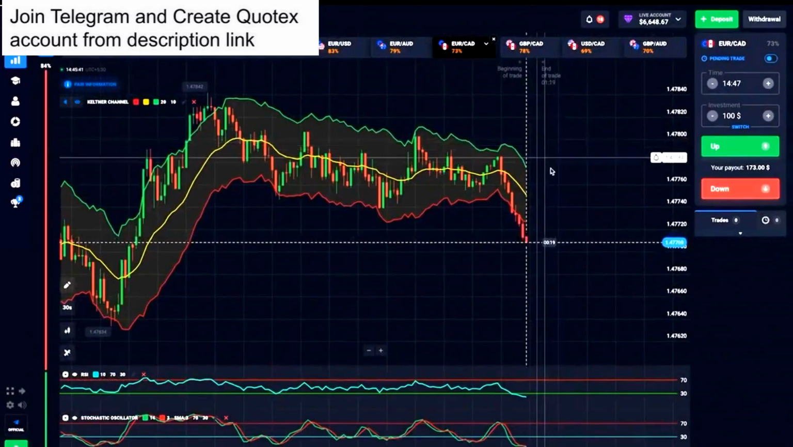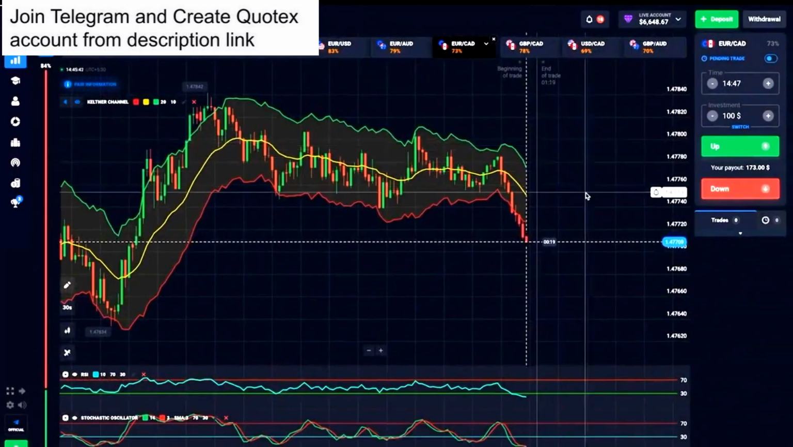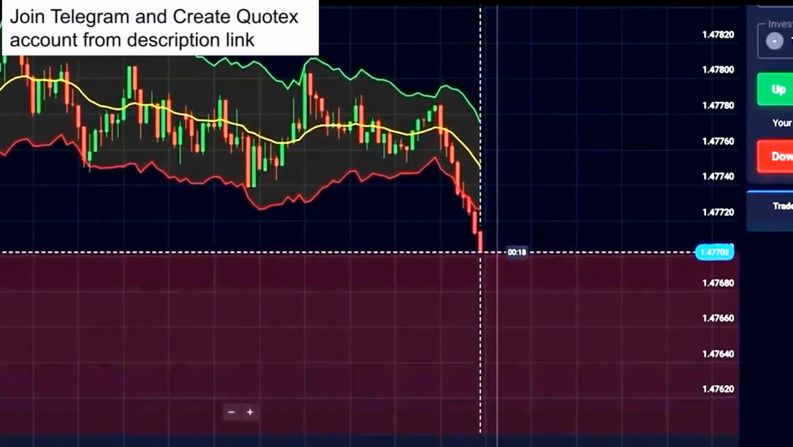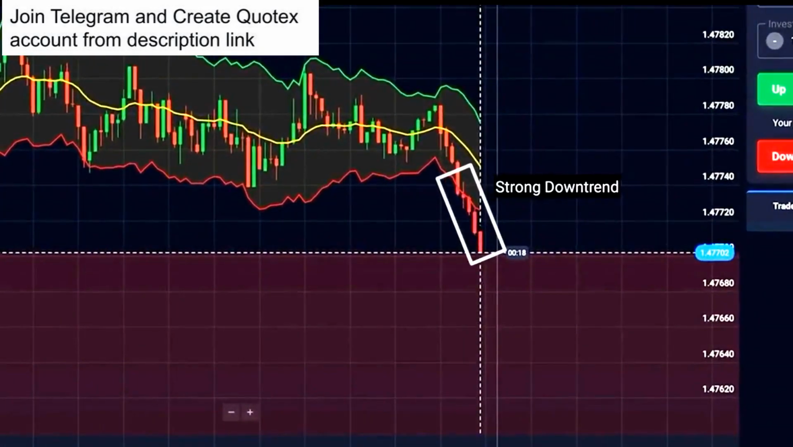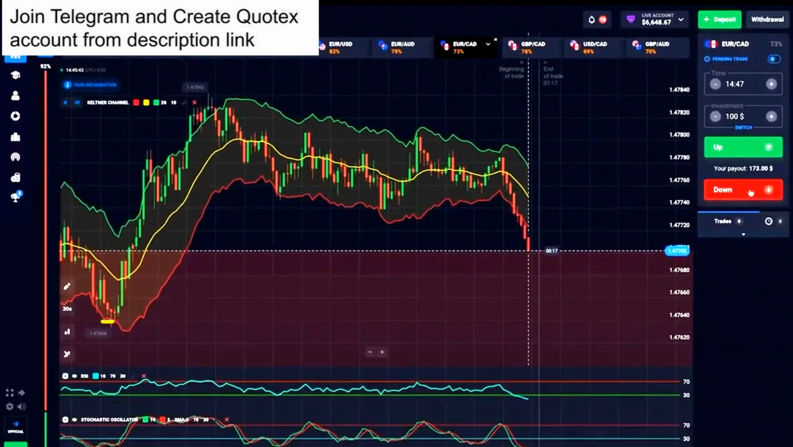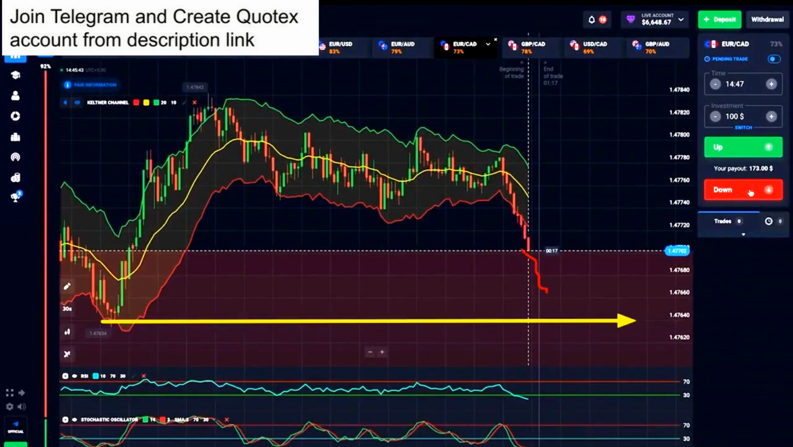Now here I have to take a trade against the signal. If you go with the signal here, you would have lost the trade, because the market is going down with a strong downtrend, and more importantly, it has broken this support, and now the extended support is below, so it can go down to this support, so I'll enter here on the downside.